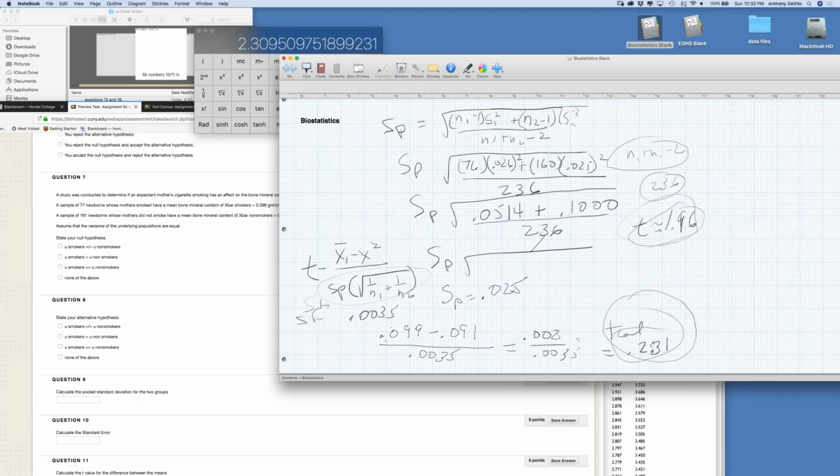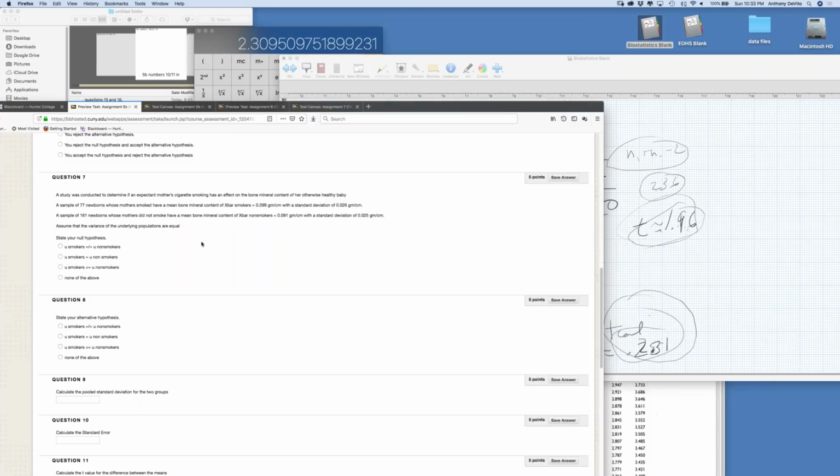So we can see, because this is so big, 2.31, it's bigger than our critical value. Our calculated value t is greater than the critical value t, so we can reject our null hypothesis that the bone densities for the two populations are the same, and accept the alternative hypothesis.